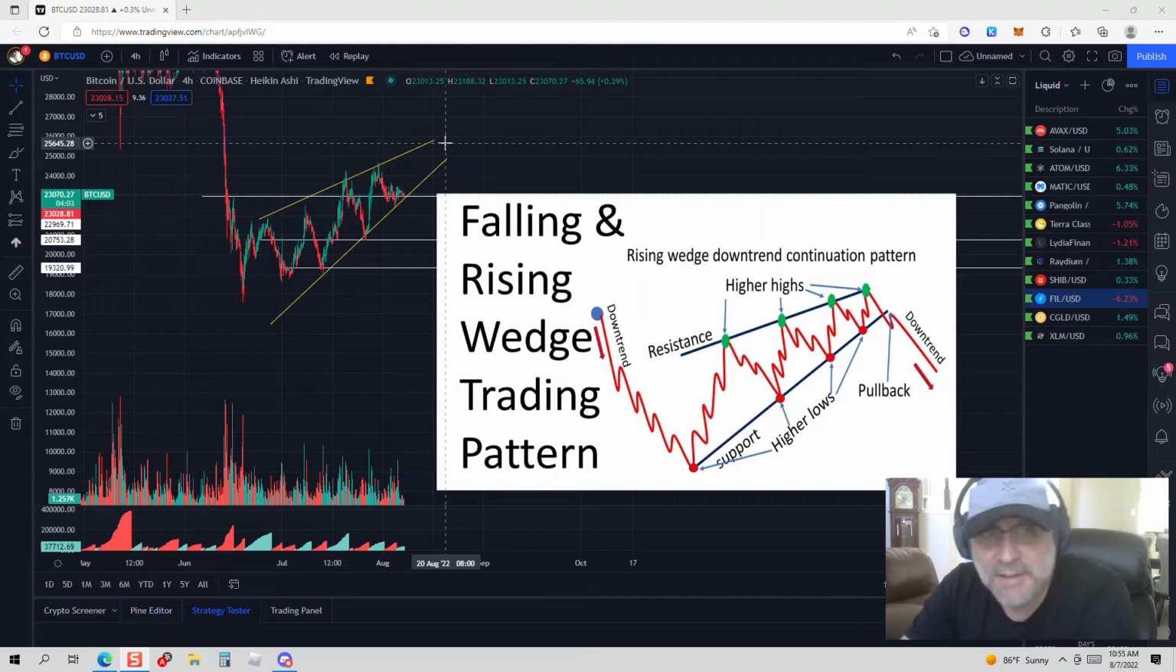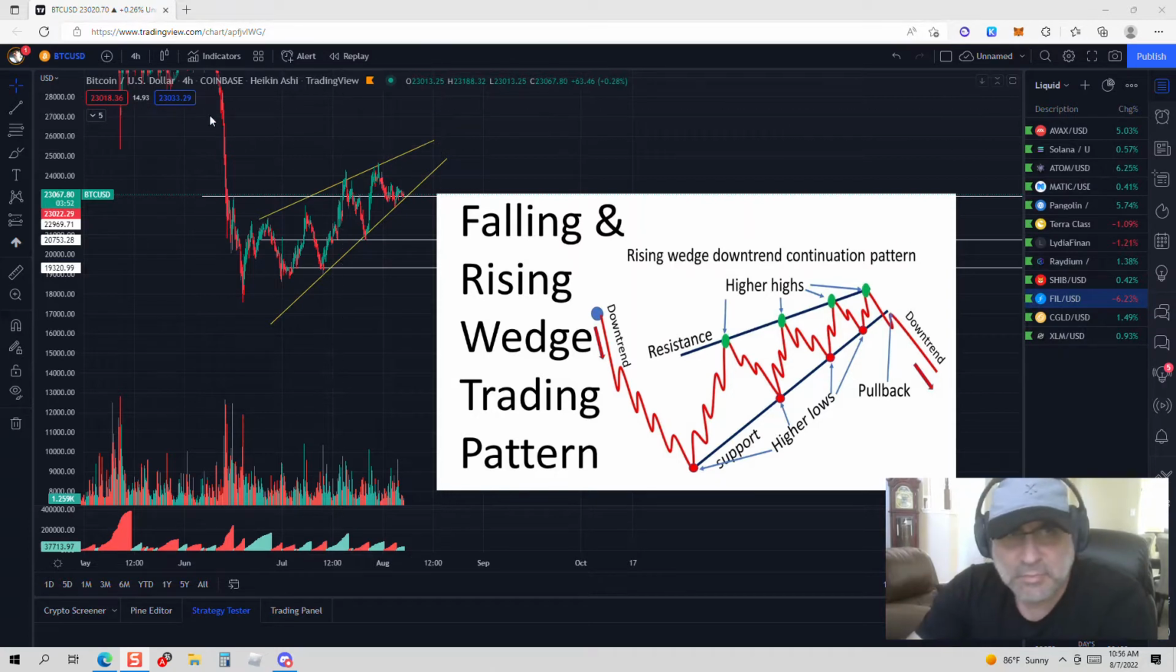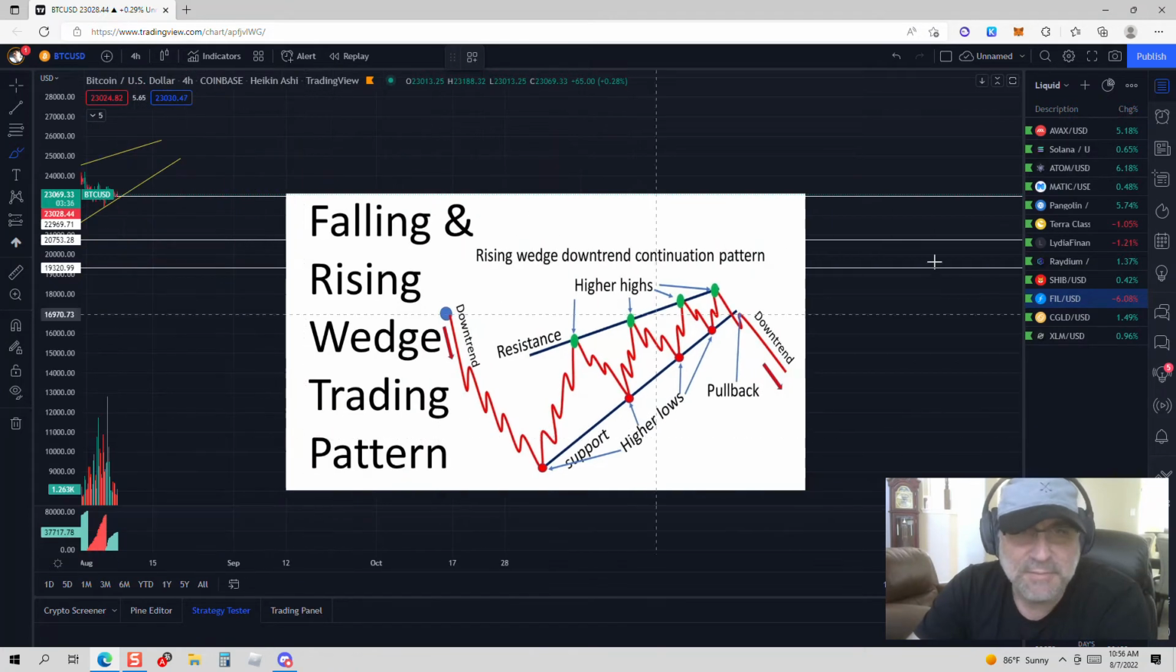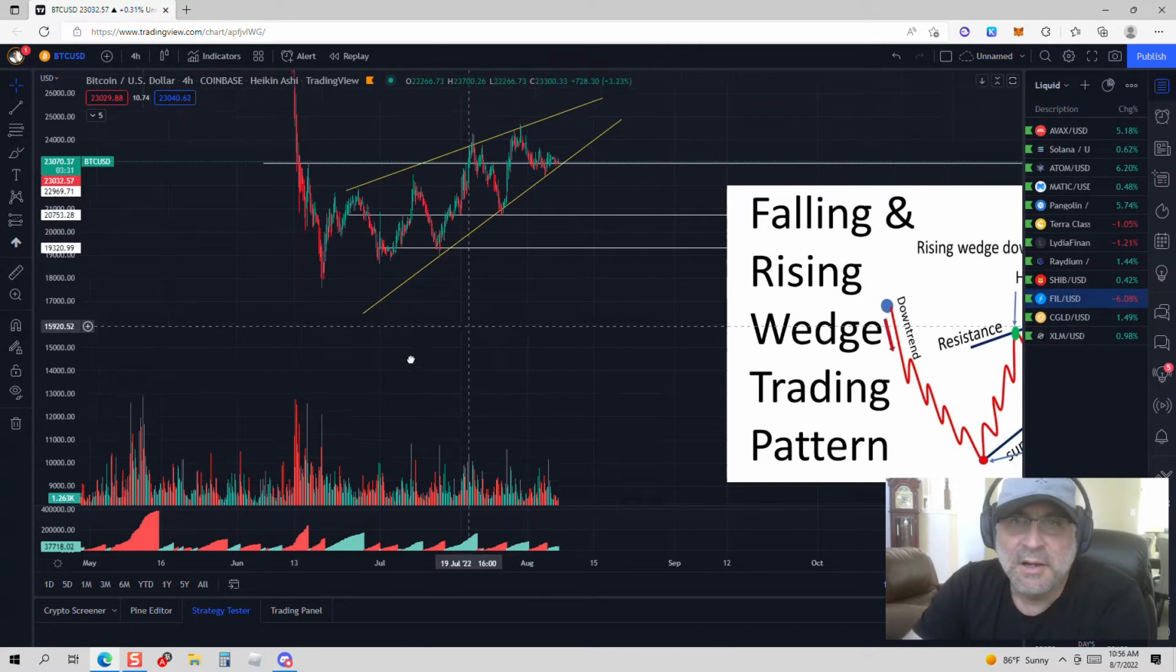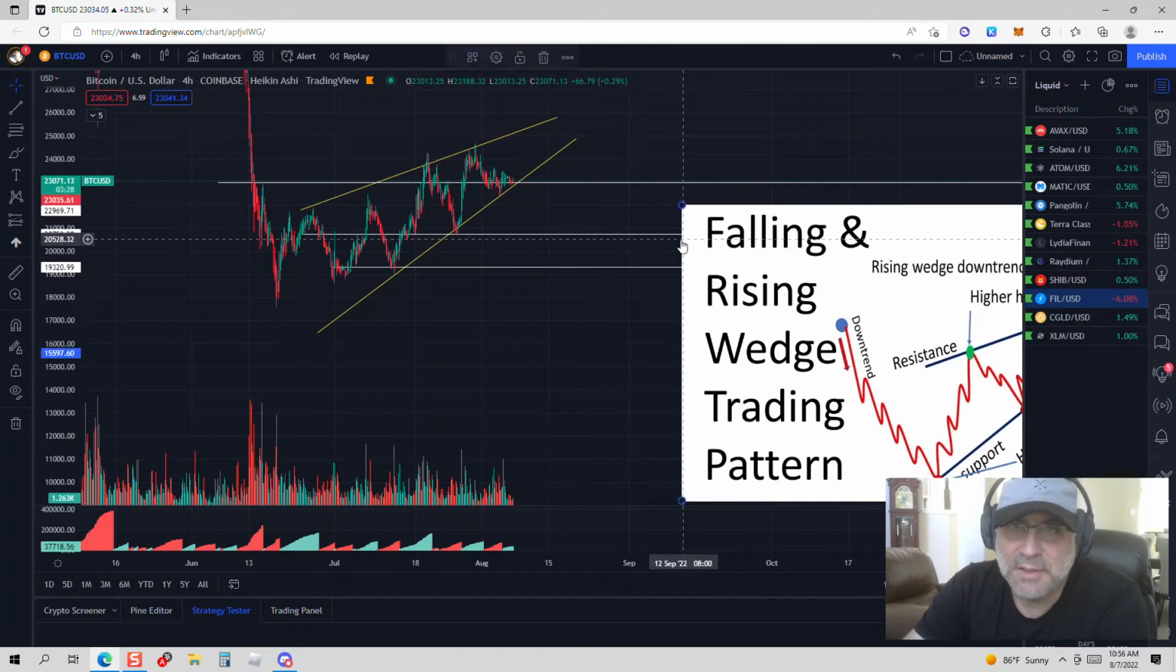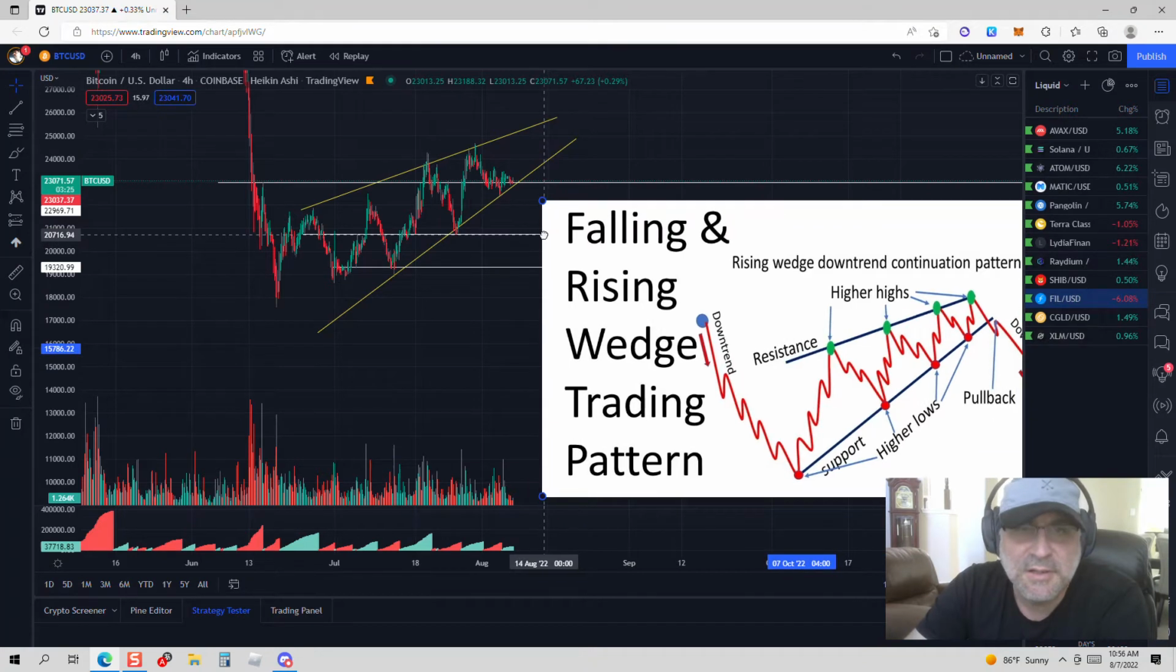The way you can tell what denotes distribution and accumulation in these patterns is, again, you want to look at the volume in relation to the price action. So in the case of a rising wedge, a continuation pattern, you want to look at the supply and demand in relation to the advancements and the pullbacks. So we see here, let me see if I can blow this up a little bit and move this back over here, so you can look at this.